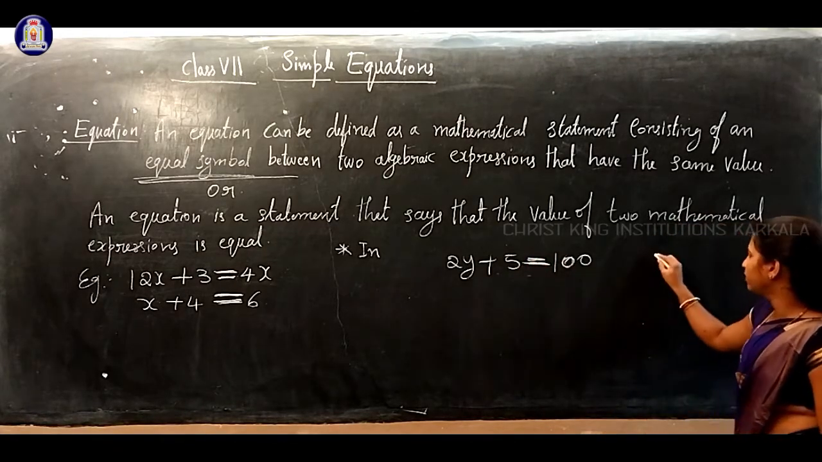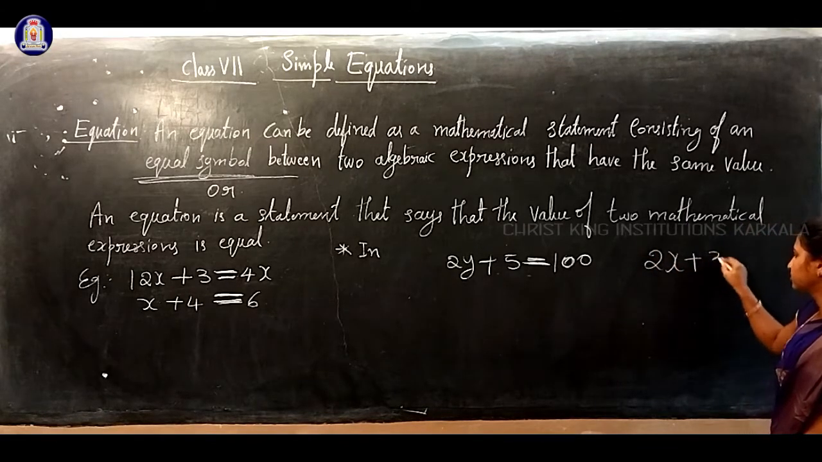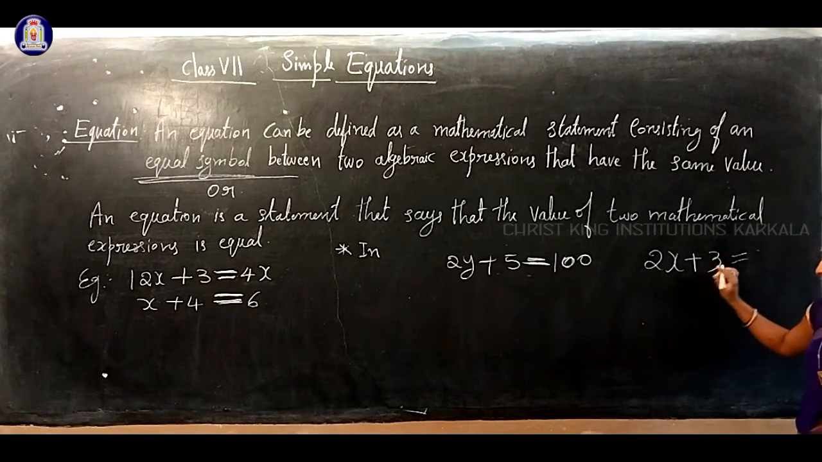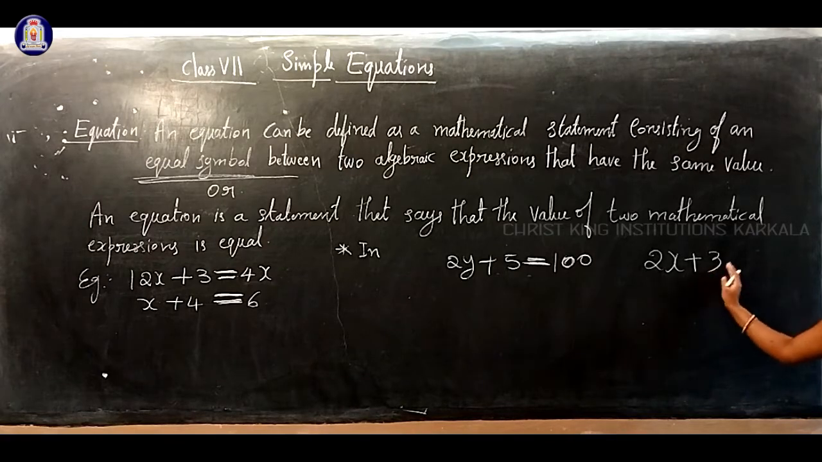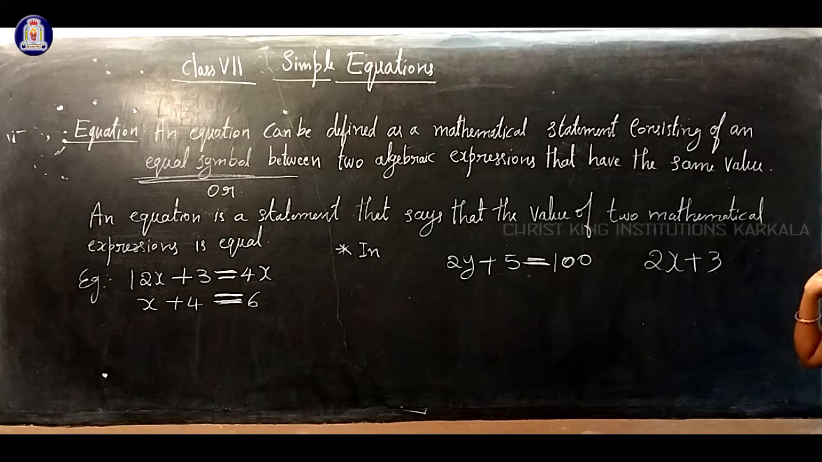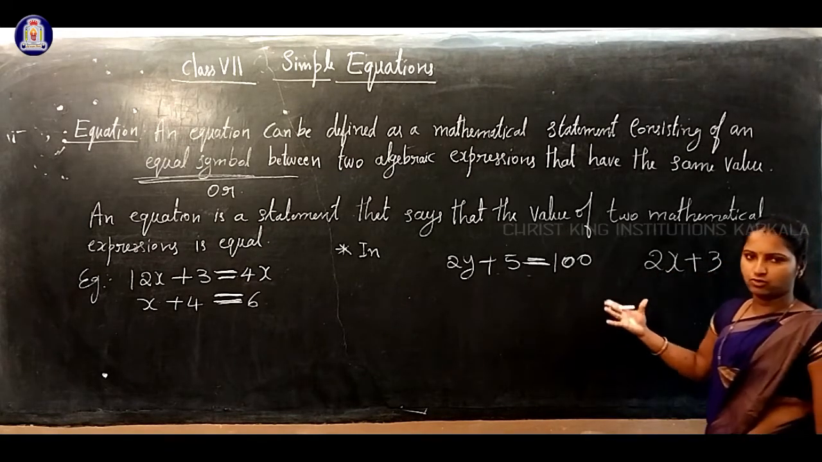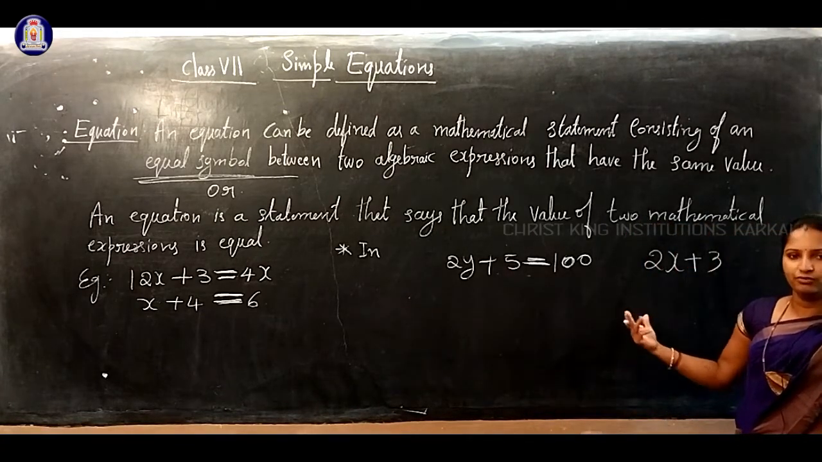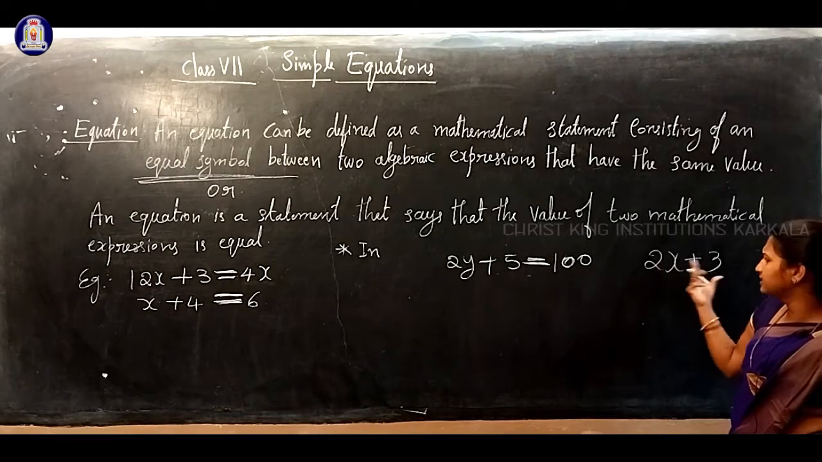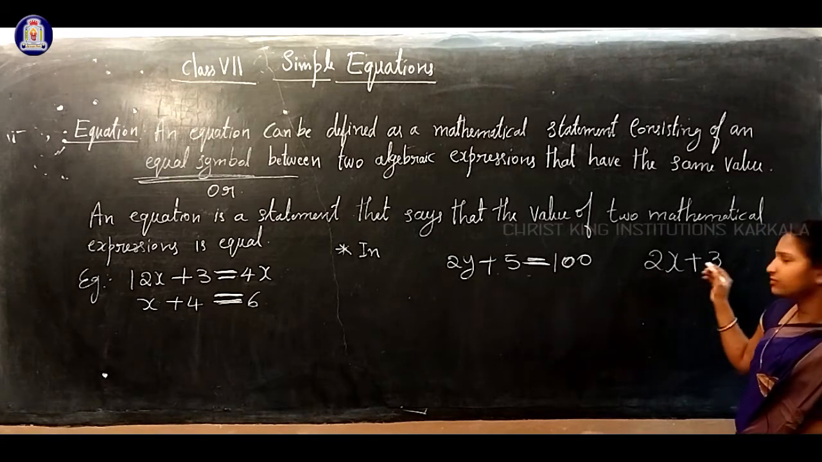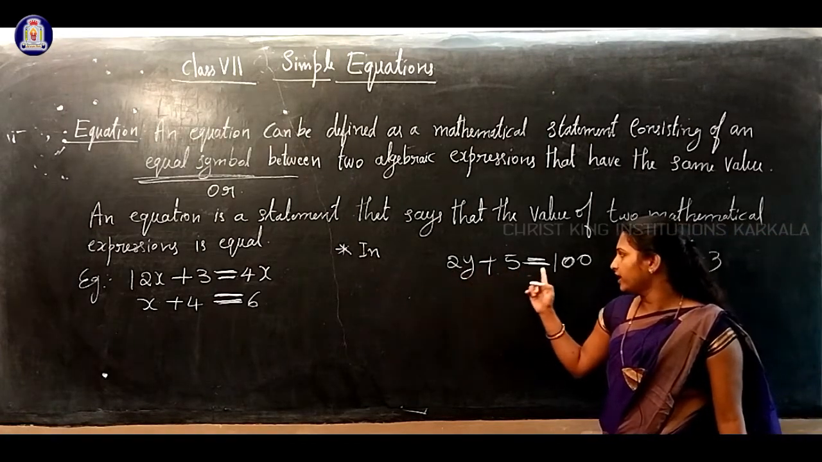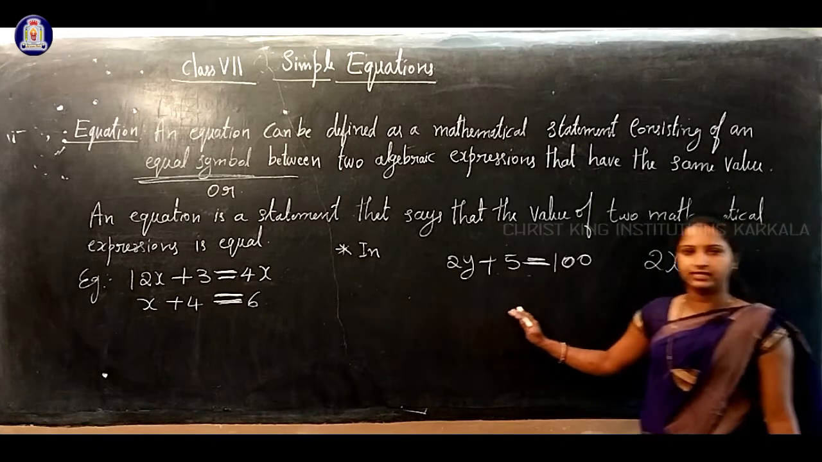You know, in a polynomial, how do we write it? Just 3x plus 3. We will not write an equal sign. Equal means that is an equation. If you write just 2x plus 3, this is an algebraic expression, an example of a polynomial. You know polynomials: monomial, binomial, trinomial and multinomial. These are all examples of polynomials. Here we have not written an equal sign. But 2y plus 5 is equal to 100 is an equation.